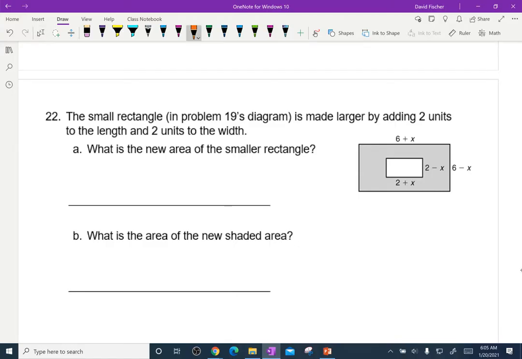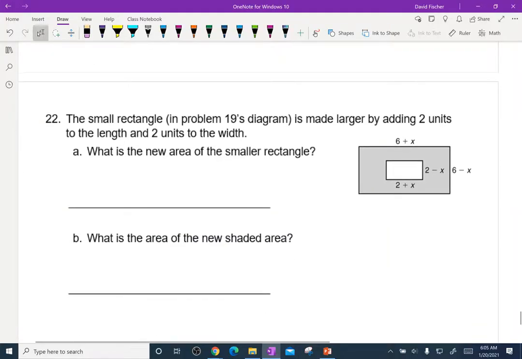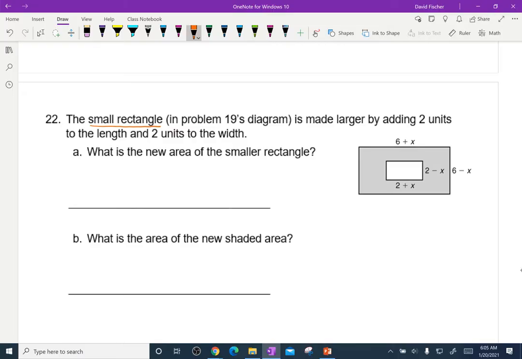I copied this one down for the second one from up above here because I couldn't see it. So it says the small rectangle in problem 19's diagram is made larger by adding 2 units to the length and 2 units to the width. So we're talking about the small rectangle. It's made larger by adding 2 units. So if I added 2 units, wouldn't this become a 4? And I added it to both. I think it said the length and the width. So that's going to be 4 now too.